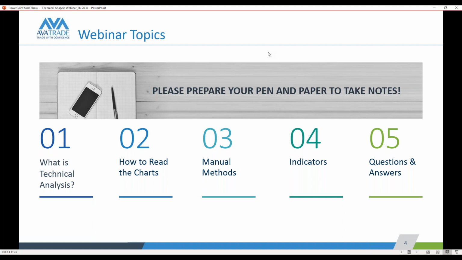Indicators can be helpful, and at some point we may throw some indicators on here or there within the webinars, but for the most part we're leaning on manual methods.